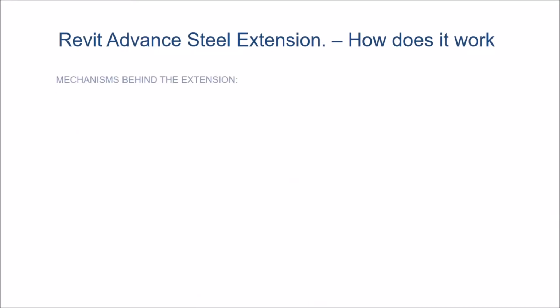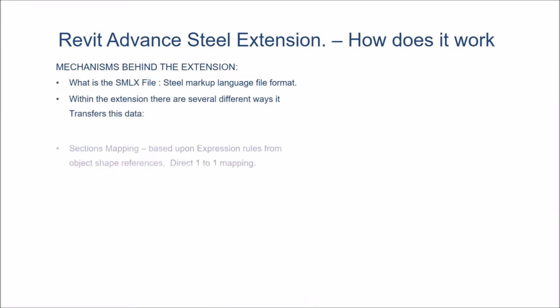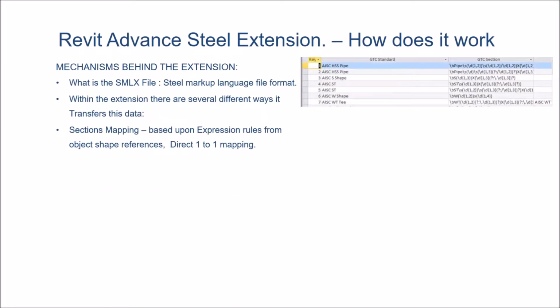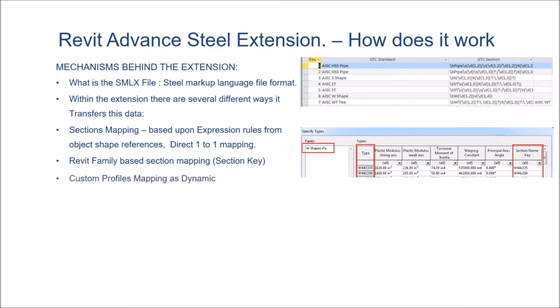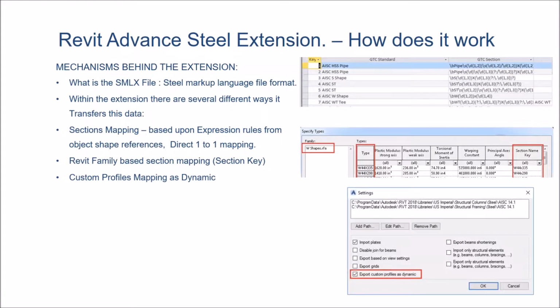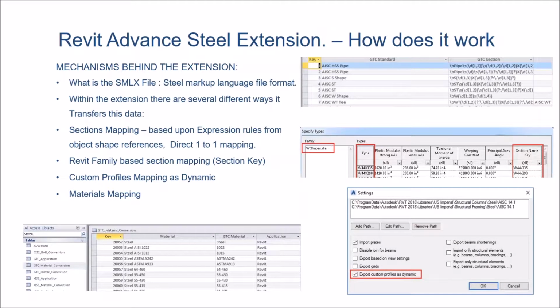So how does it work? There are several different mechanisms behind the transfer file, which is termed the SMLX file, steel markup language file format. Basically what that does is it pulls data from tables inside Advanced Steel, which is a database driven system, and then inside Revit there's family structure, which again has tables and data behind it, and it pulls them together.